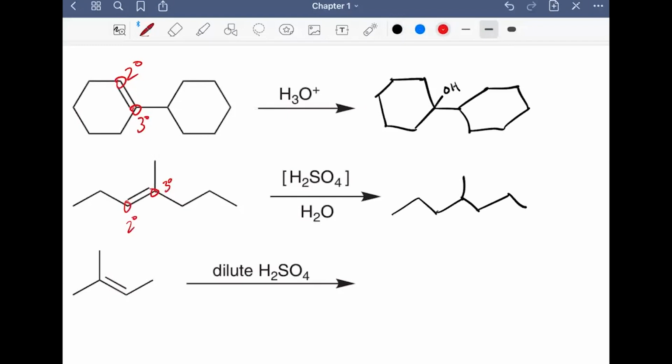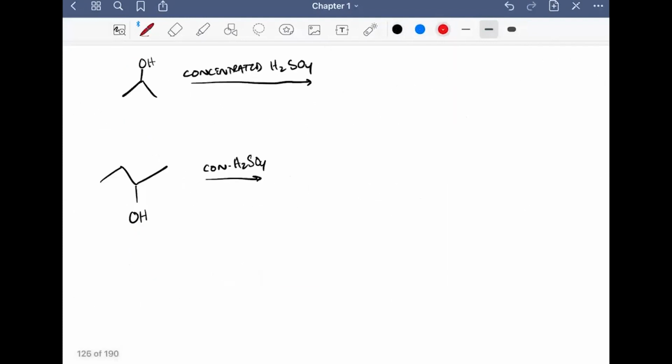Obviously, we have a secondary and a tertiary. We want to pick that tertiary. So that alcohol group will be right here. And we have dilute H2SO4. You guys are also going to see this as well. It means the same thing as well. So for this one, we're finding the most substituted carbon, which in this case, this is third, this is second. So we're picking the third. It's as simple as that.